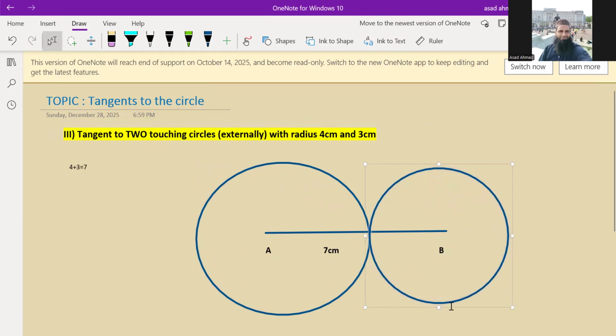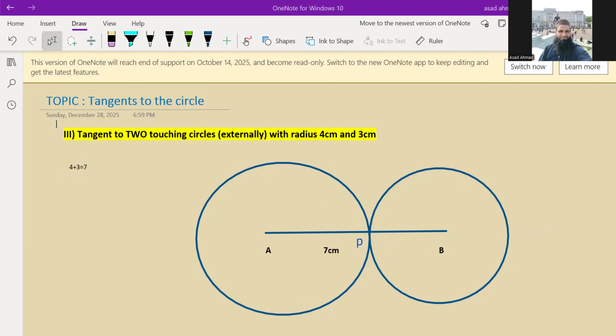So both the circles will be touching at a point, for example, we will label this point as point P. Let's suppose it is some point P. So we have to make a tangent at point P. These two are the touching circles. So these circles are touching each other externally at one point only. So this point is P. We have to draw the tangent at this point.